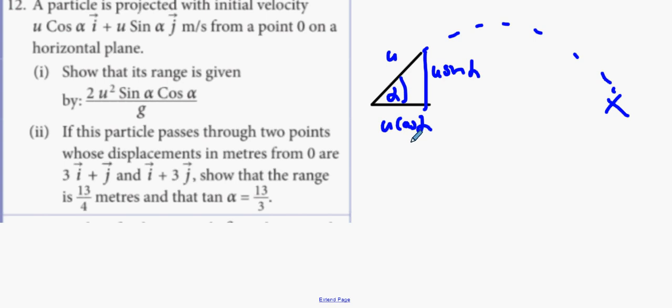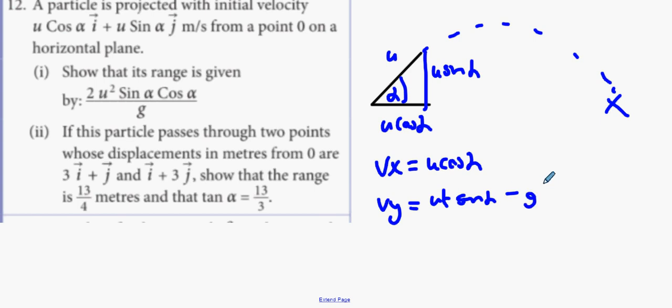Next thing we're going to do is we're going to make our four equations. We're going to make vx equals u cos alpha. We're going to do vy equals u sine alpha minus gt. Then we're going to have sx equals ut cos alpha. And then sy equals u. Wait. Made a mistake. Anyone seen a mistake? Yeah, no ut there.